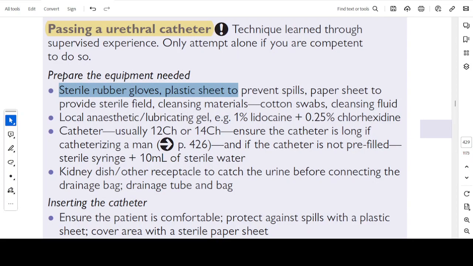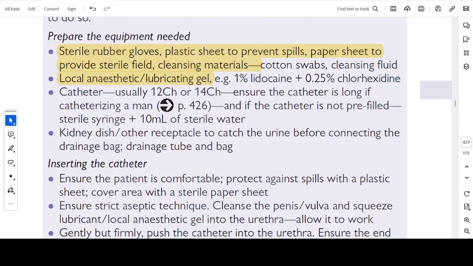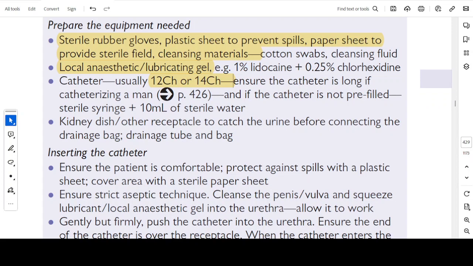Equipment: sterile rubber gloves, a plastic sheet to prevent spills, a paper sheet to provide a sterile field, cleansing materials, cotton swabs, cleansing fluid, local anesthetic lubricant gel, 1% lidocaine plus or minus 0.25% chlorhexidine. Catheter, usually a 12 Ch or a 14 Ch. Ensure the catheter is long if catheterizing men, and if the catheter is not pre-filled, then a sterile syringe plus 10 ml of sterile water is required.